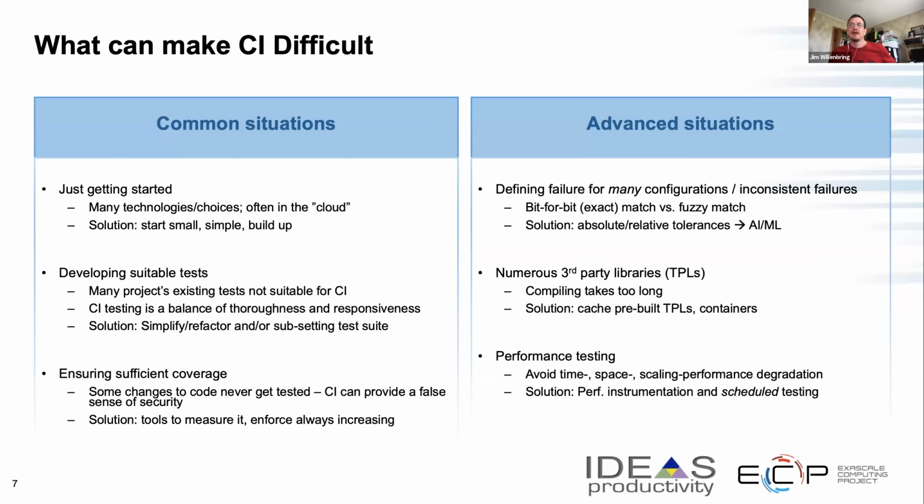So, some more advanced situations. I already talked a little bit about inconsistent failures, but sometimes just moving a test from one platform to another, I'm sure many of us have experienced that, the tolerance needs to change a little bit. There are many challenges there, but that's another reason why CI can be difficult: dealing with lots of third-party software across many different platforms.